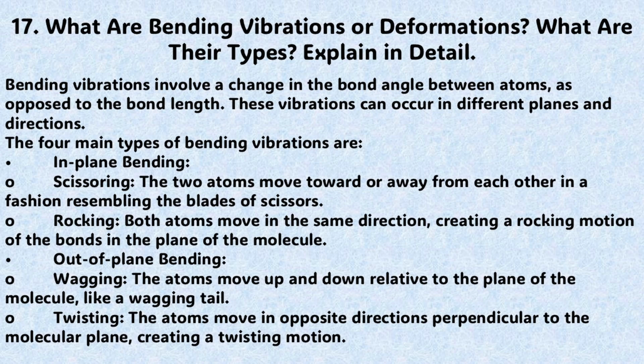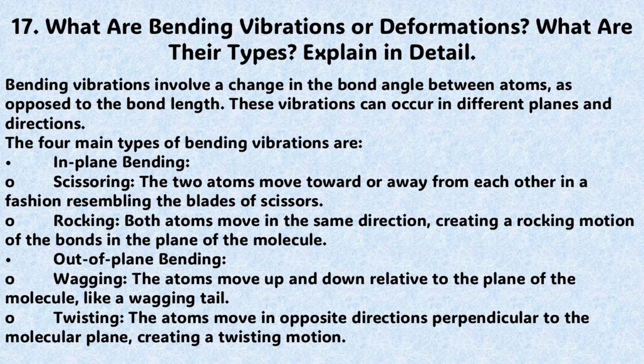What are bending vibrations or deformations? What are their types? Explain in detail. The answer to this question is very simple. Bending vibrations involve a change in the bond angle between atoms as opposed to the bond length. These vibrations can occur in different planes and directions. The four main types of bending vibrations are in-plane bending, scissoring. The two atoms move toward or away from each other in a fashion resembling the blades of scissors.